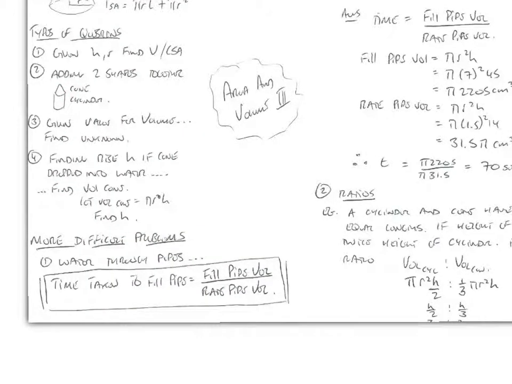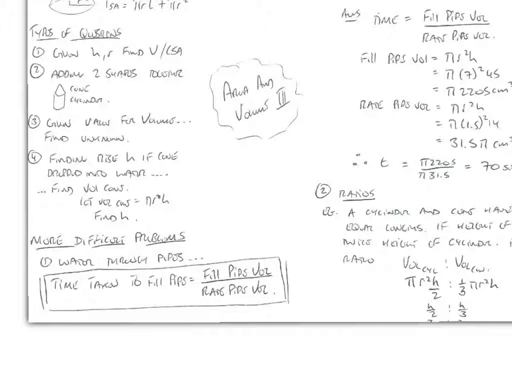So I'm not going to do any cone problems in this video. You can look in the textbook for examples of the different cone type questions, but they're along those lines. There are more difficult problems we meet in the area and volume chapter, and there are two types. There's the type which I suppose associates itself with water flowing through pipes, and you're asked to find how long it will take to fill a pipe if you're given the rate at which the volume is filling.